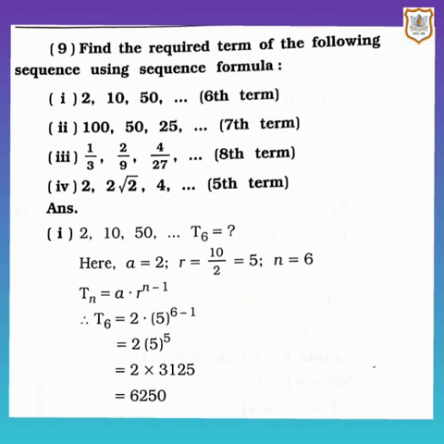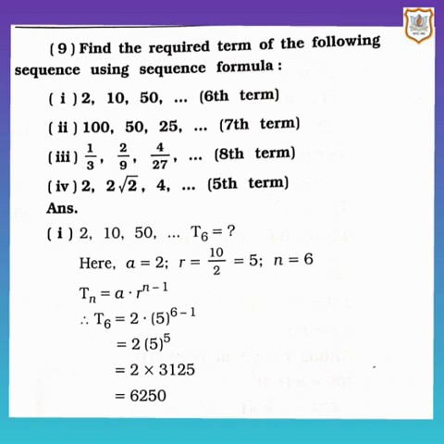The terms are 2, 10, 50 and we have to find T6. As the first number is 2, A is 2. Then R can be taken out, 10 divided by 2, that is 5. If you do 50 divided by 10, then also the answer will be 5. So R here is 5. N is equal to 6 as we have to find the 6th term.